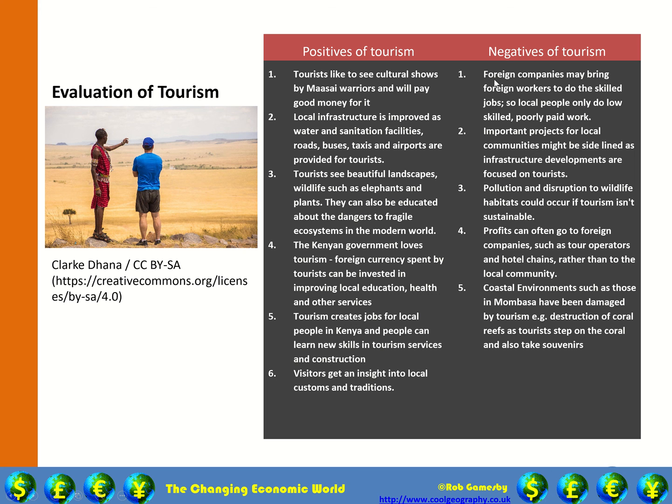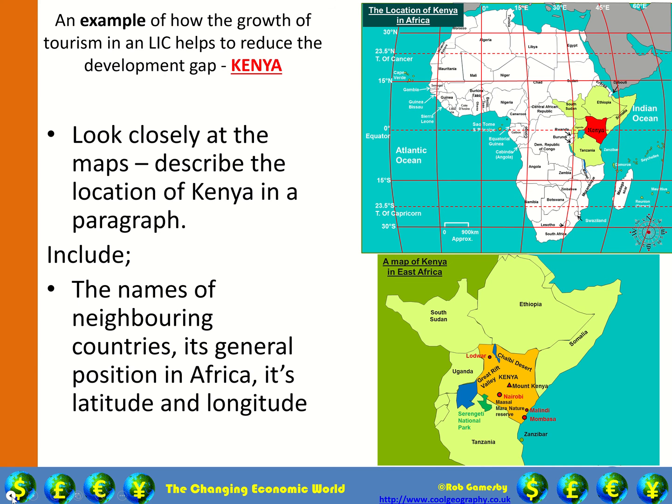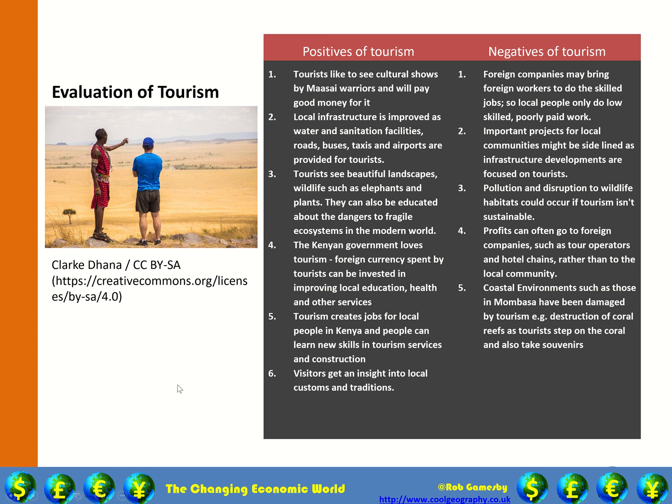But there are negatives, because foreign companies may bring in foreign workers to do the skilled jobs. Important projects for local communities can get sidelined as infrastructure developments are focused on the tourists. You get pollution, and disruption to wildlife habitats could occur if tourism isn't sustainable. And profits can also go to foreign companies such as tour operators and so on. So there are pros and cons of tourism, but it definitely offers a chance for Kenya and other countries like it to work their way out of poverty.